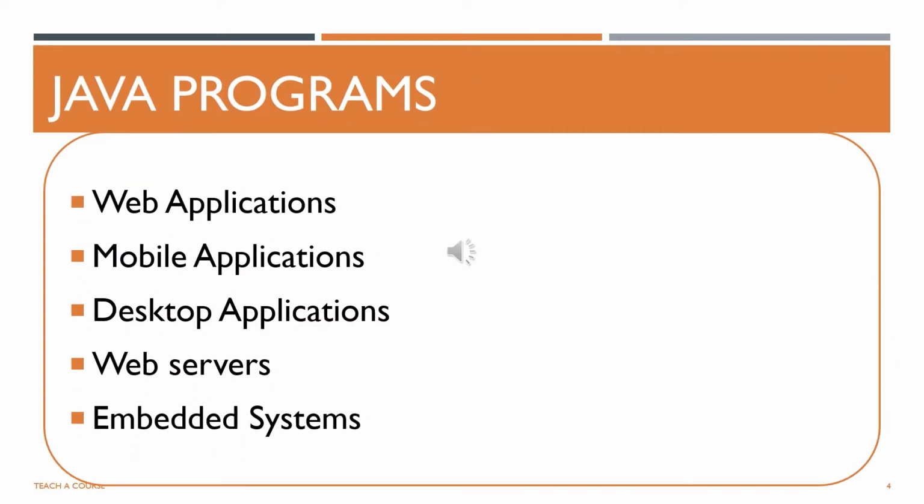With the Java programming language, software developers can create applications on a computer. What are these types of applications? We can create mobile applications, desktop applications, web servers, web applications, embedded systems, and many, many more. We call these applications Java programs because they are built with the Java programming language.